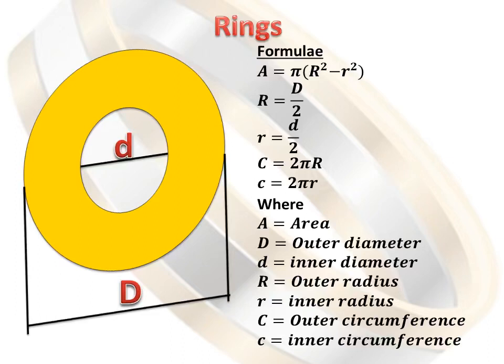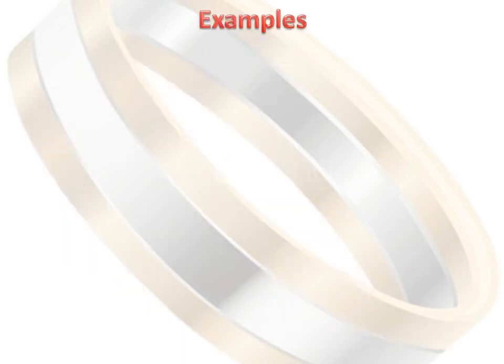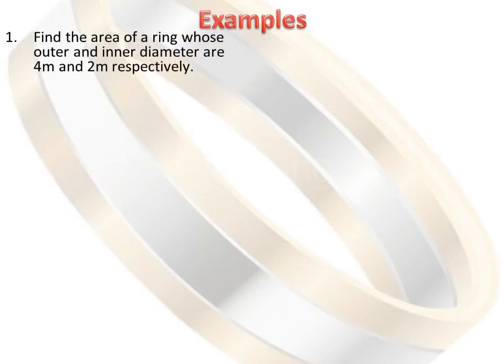Here are a few examples on rings. The first question says, find the area of a ring whose outer and inner diameter are 4 meters and 2 meters respectively. Here is the solution. Our bigger D, that's the outer diameter, is equal to 4 meters, and our inner diameter, which is smaller d, is equal to 2 meters.